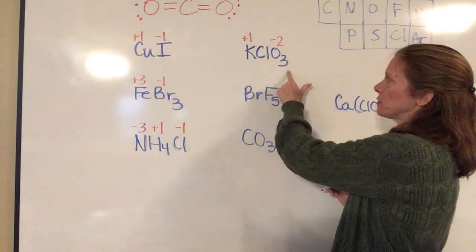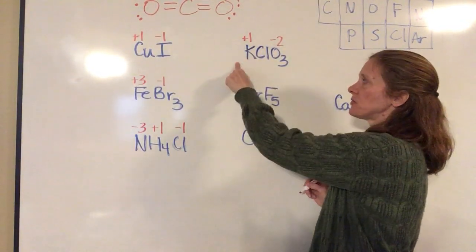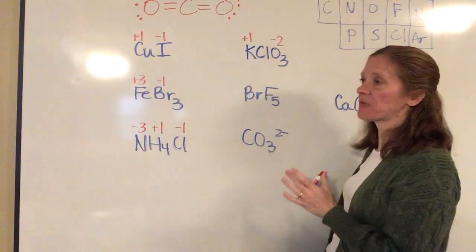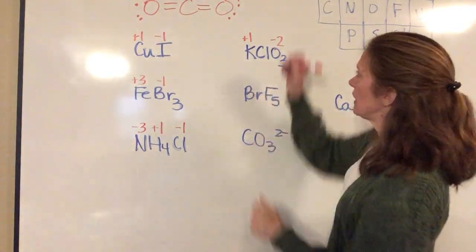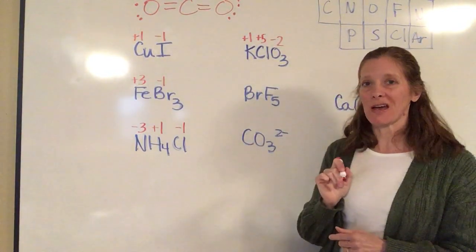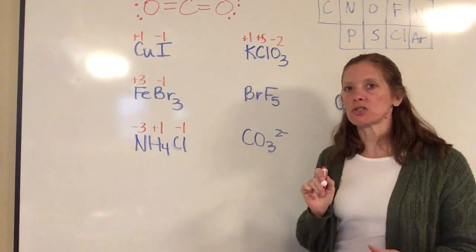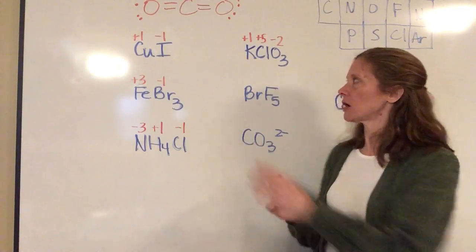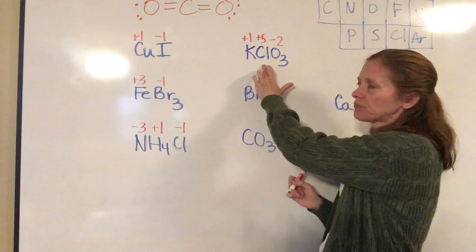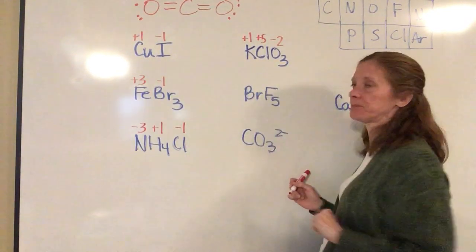So I have 3 times a -2, which is a -6 for the oxygen, and a +1 for the potassium, so that gives me a -5 if I add them together. The chlorine then is going to have to be a +5 in order to make everything add up to 0. So the rule that says that the 7A elements usually have a -1 charge, you can see that that's not true here, because chlorine obviously does not have an oxidation number of -1 like you would expect it to.